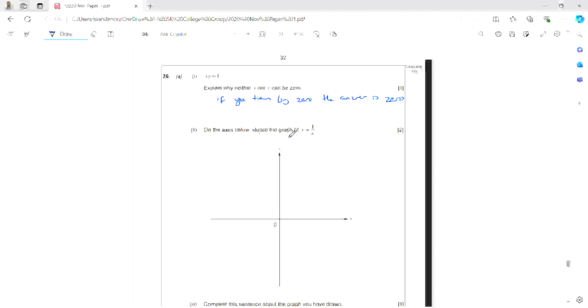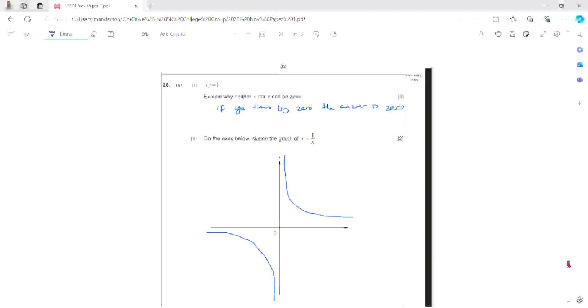On the axis below, sketch the graph y equals 1 over x. Okay, so this is one of the graphs which you should know and be able to recognise, and it looks like this. And it will never touch these axes because it will never touch the 0, because y and x cannot be 0. So as it approaches the axis, it just gets steeper and steeper, or shallower and shallower. It will go forever and it will never touch the axes.